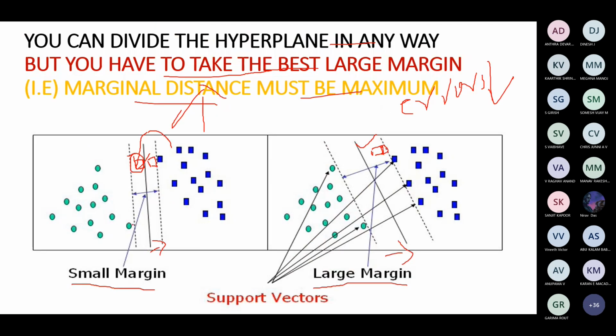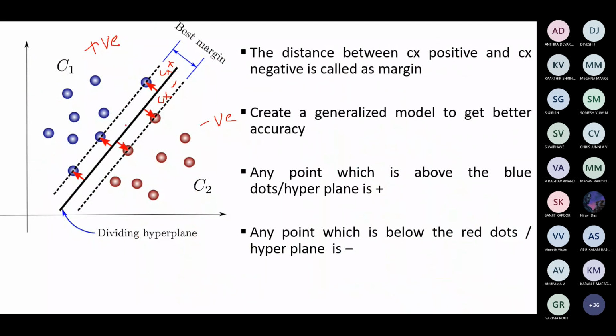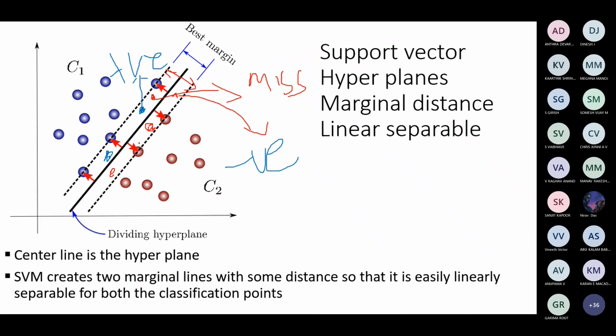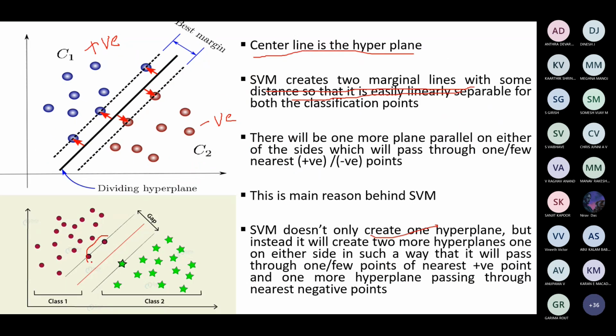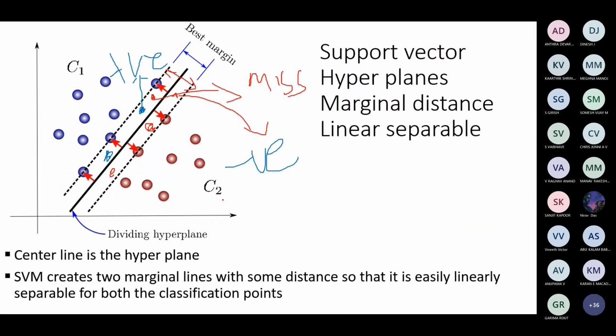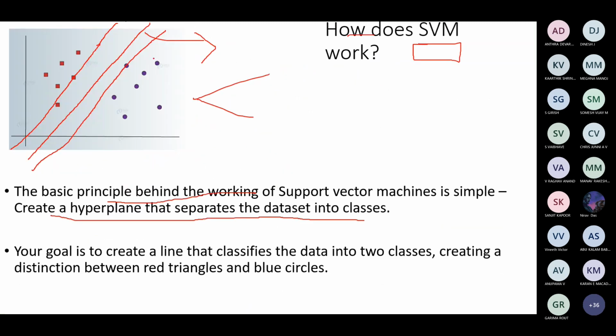Say for example, in this other example, can you see two support vectors on the positive and one support vector on the negative? In total, three support vectors. So in this example, 2 plus 1 is 3: two support vectors on the positive and one support vector on the negative.